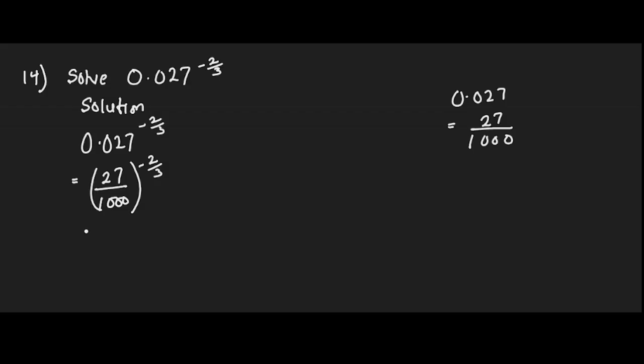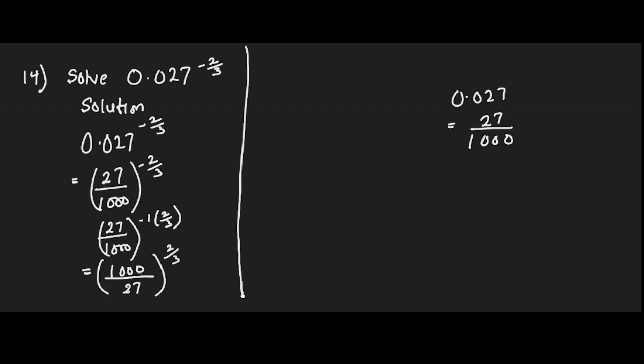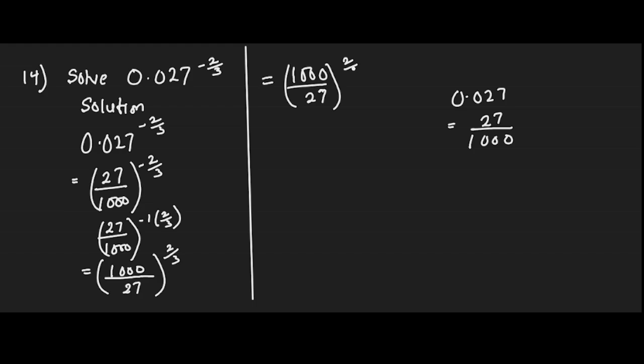Here you agree with me that here is the same thing as 27 over 1000 all raised to power minus 1 bracket 2 over 3. Here, this means inverse of this, or you reciprocate this. We have 1000 all over 27 raised to power 2 over 3. Then we have this to be 1000 over 27 raised to power 2 over 3.